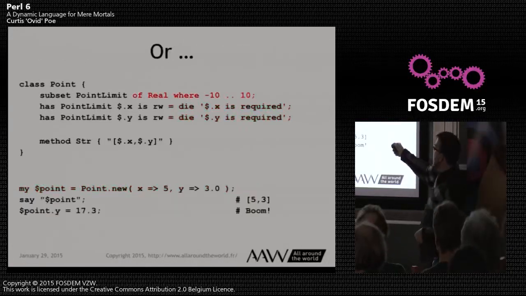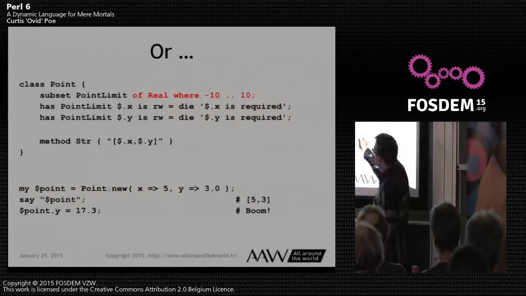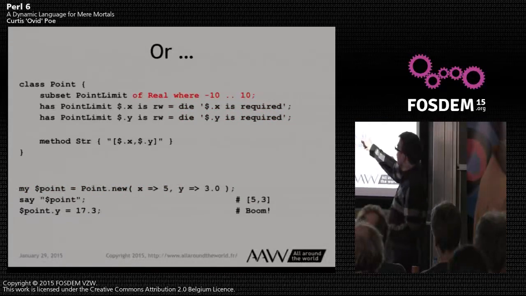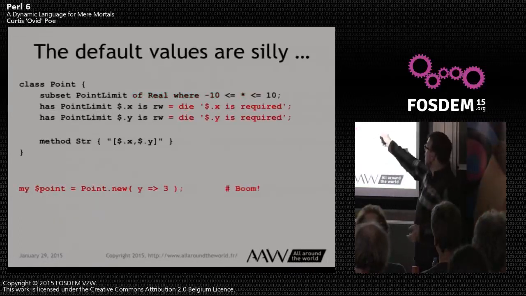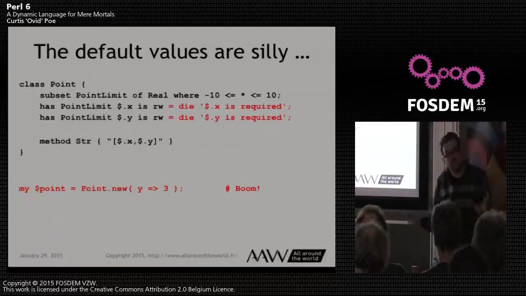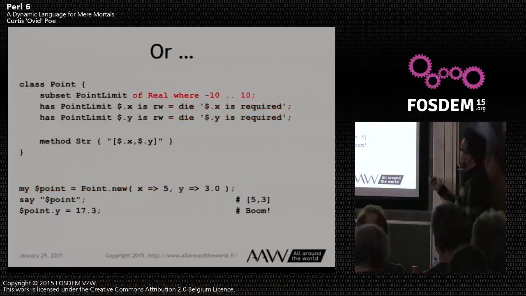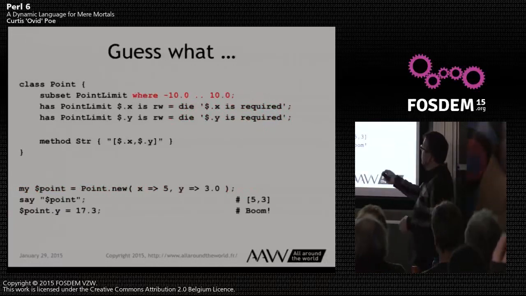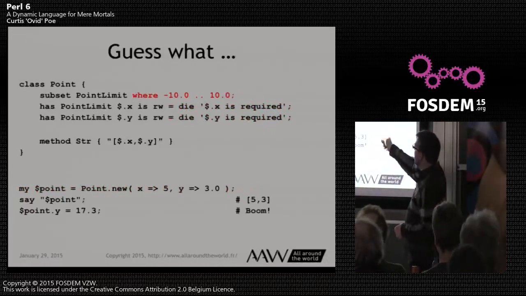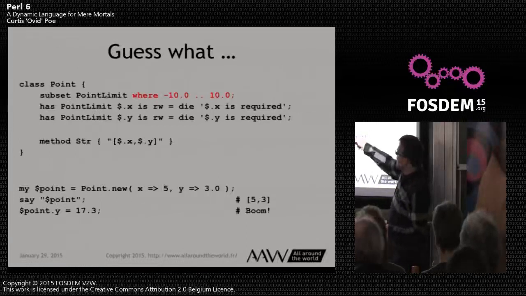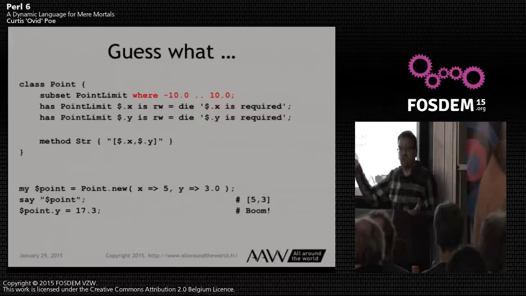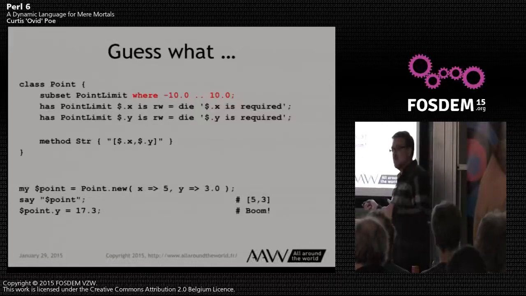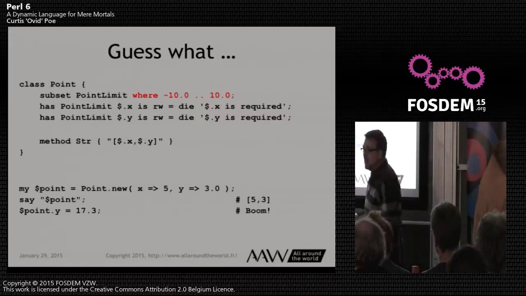But here I'm doing -10 .. 10. The dot dot is a range operator. Perl 6 is smart enough to realize that subset point limit of real where -10 to 10 means the same thing as that version. So that's another way of writing that constraint. Or, if I wanted to get kind of silly here, I could drop the of real and say -10.0 to 10.0. I didn't say subset point limit of what. Perl looks at the 0.0, looks at the hard-coded constants, and uses those to figure out what type we have, type inference. Yes? Yes, that's going to be a rat.